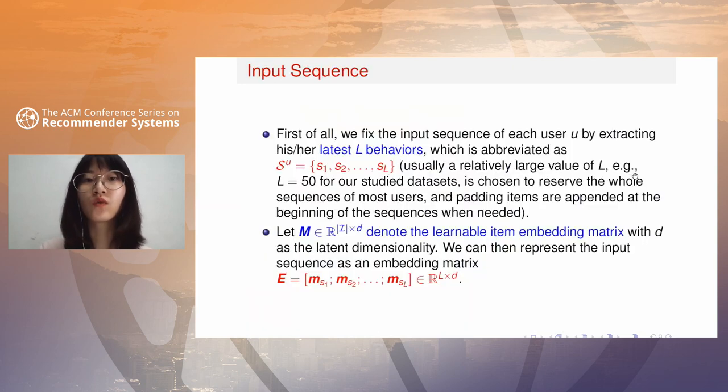First of all, we fix the input sequence of each user by extracting his latest L behaviors. Then we can represent the input sequence as an embedding matrix of size L multiplied by D, where each row vector is a learnable item embedding.